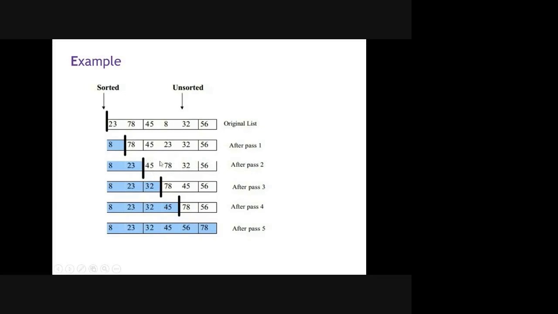For pass 2, it will compare with the other elements. 32 is the minimum, so 32 and 45 will be interchanged. Then again, it will choose the next minimum, 45. 45 and 78 will be interchanged. Then 56, so 56 and 78 will be interchanged.